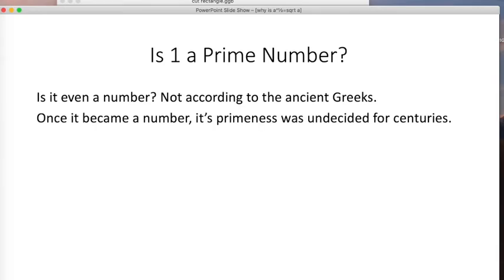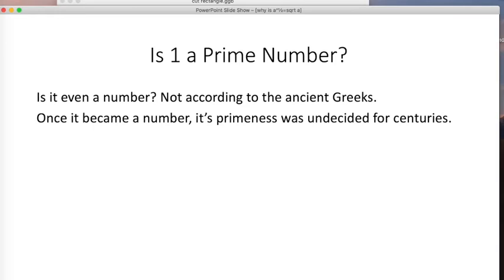Eventually, though, it was accorded the status of a number, and then its primeness was a question. It remained undecided for centuries. And of course, what I mean by that is not that nobody could prove it one way or the other, but that people couldn't make up their mind which way they wanted it to go. So some authors defined 1 as a prime number and some didn't. And to be honest, it doesn't matter much.